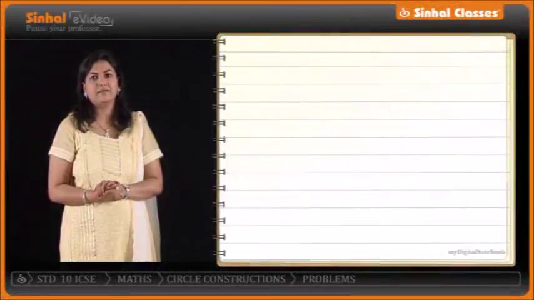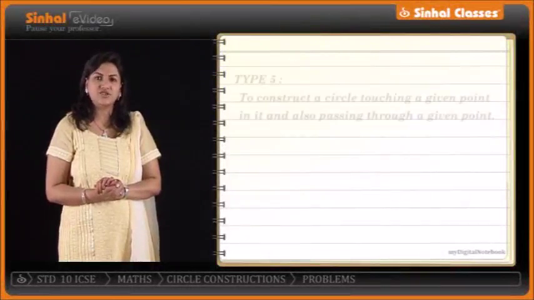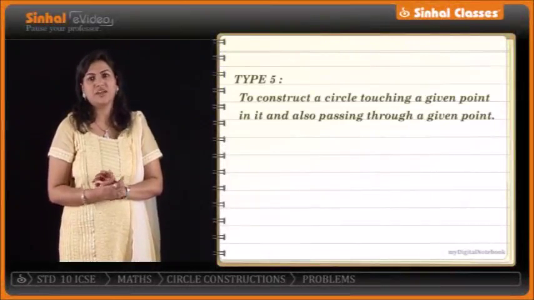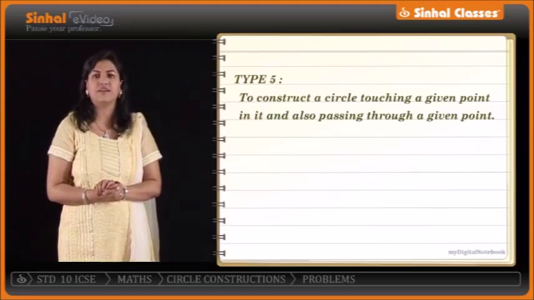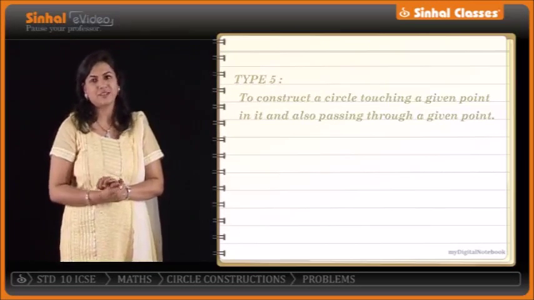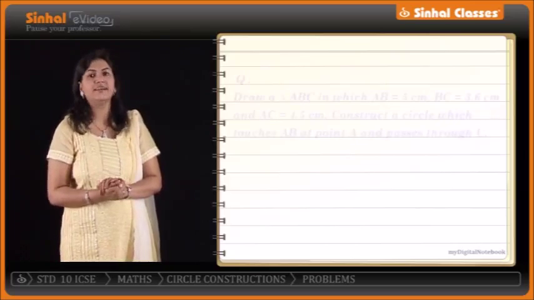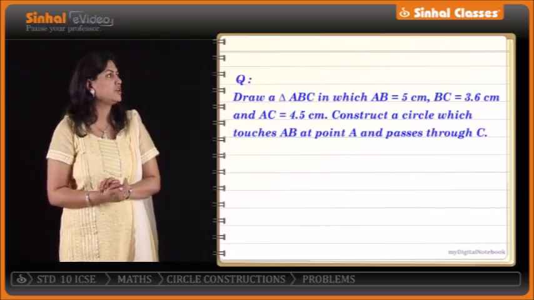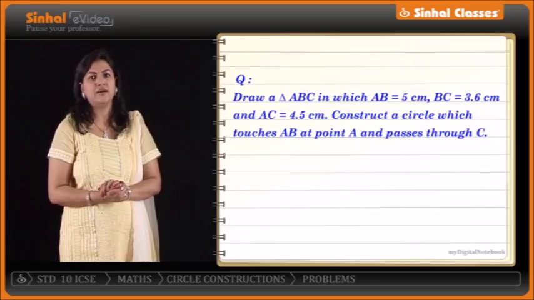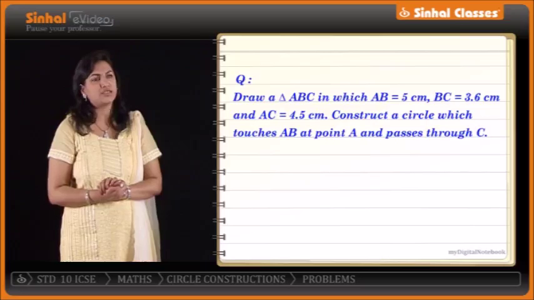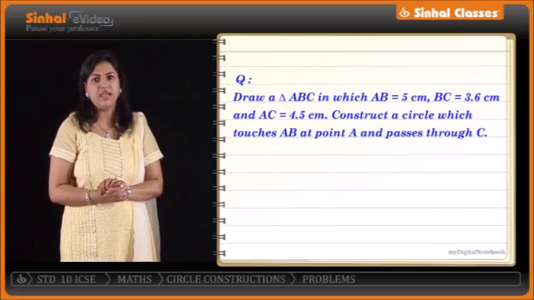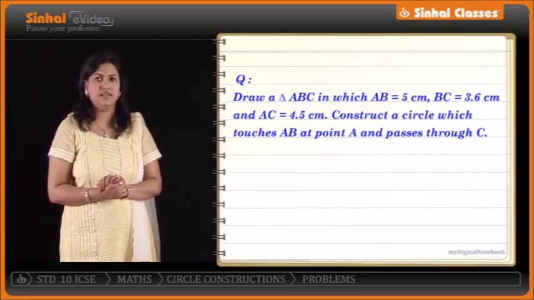We take the next type, that is type 5, to construct a circle passing through a given line at a given point and also passing through a given point. Let's take the first problem here. Draw a triangle ABC in which AB equals 5 cm, BC equals 3.6 cm and AC equals 4.5 centimeter. Construct a circle which touches AB at a point A and passes through C.